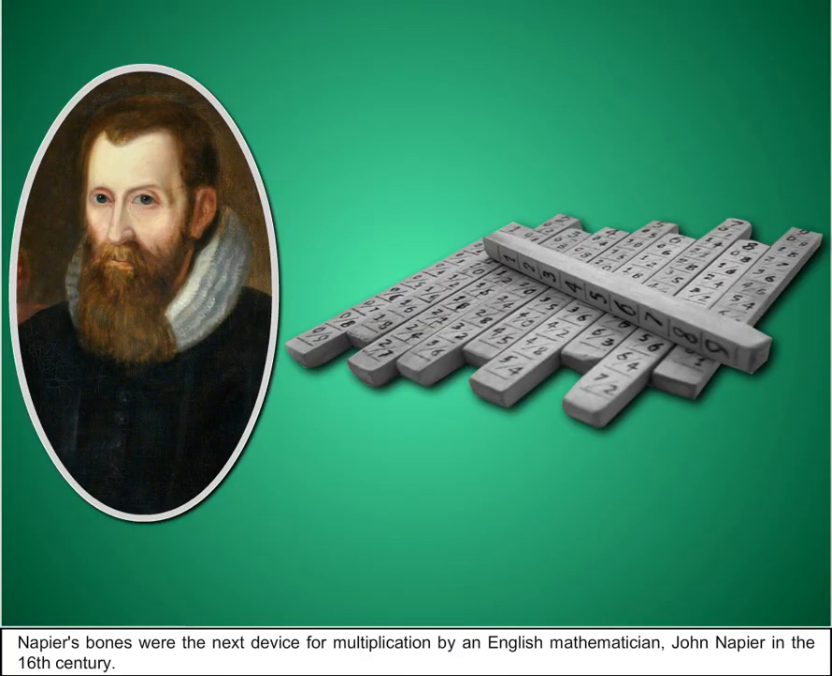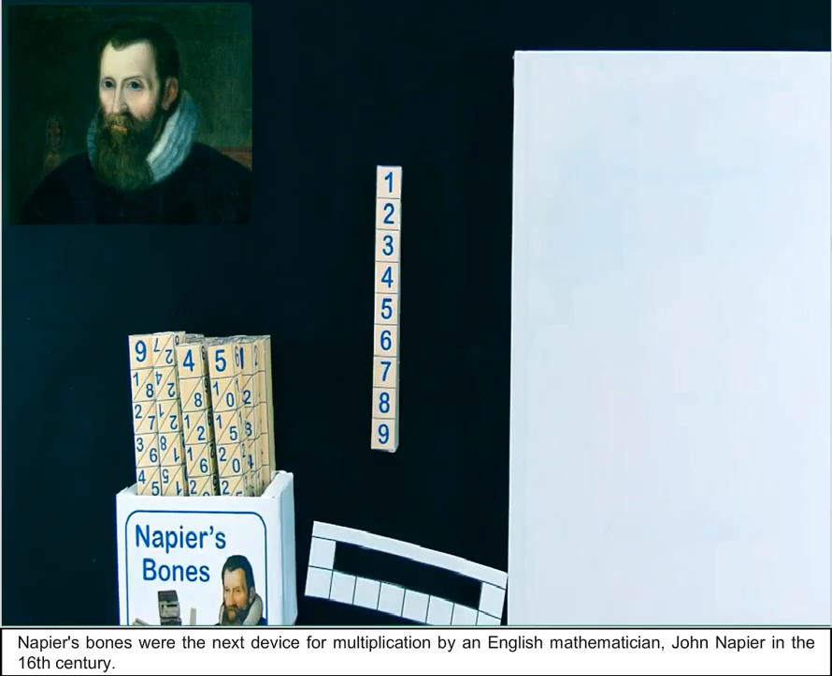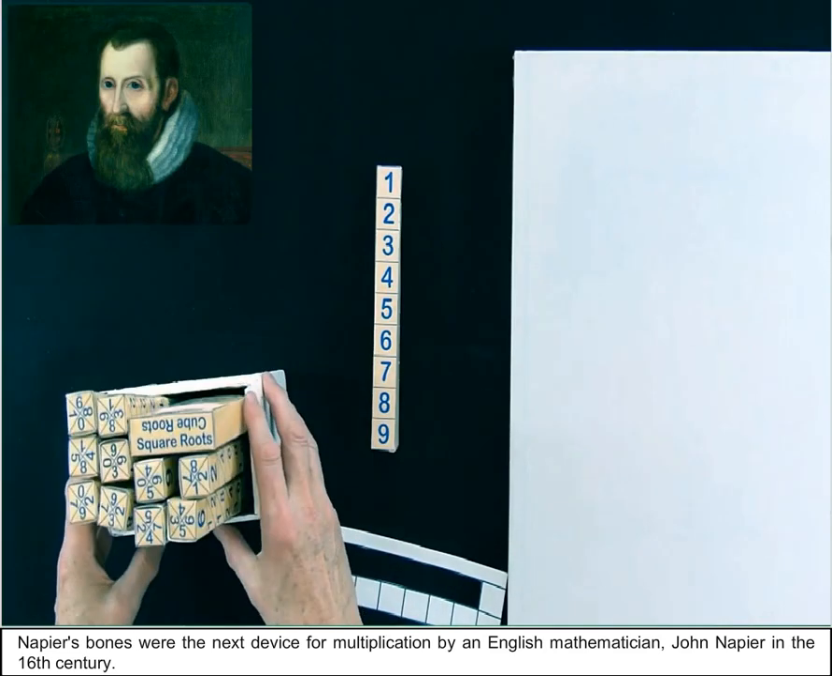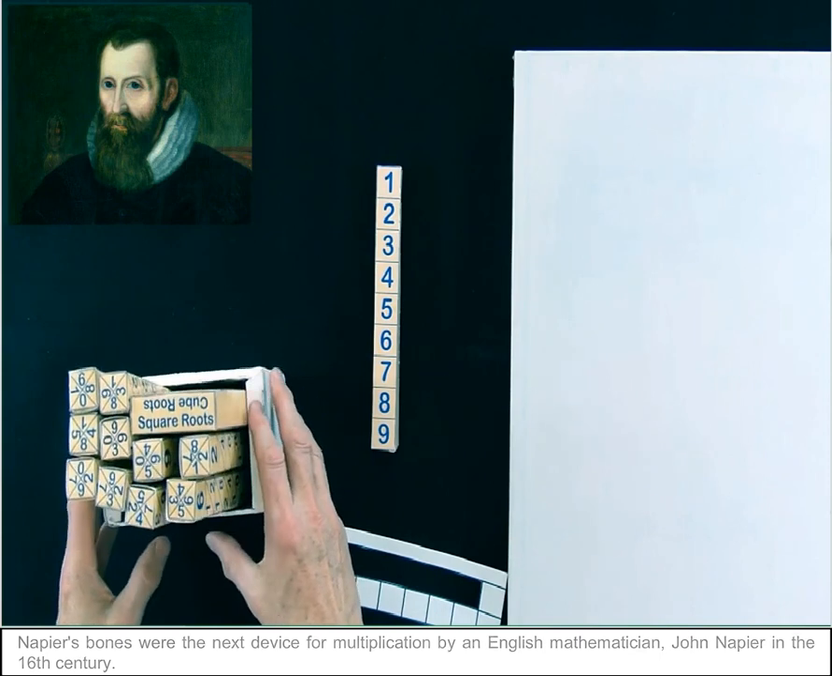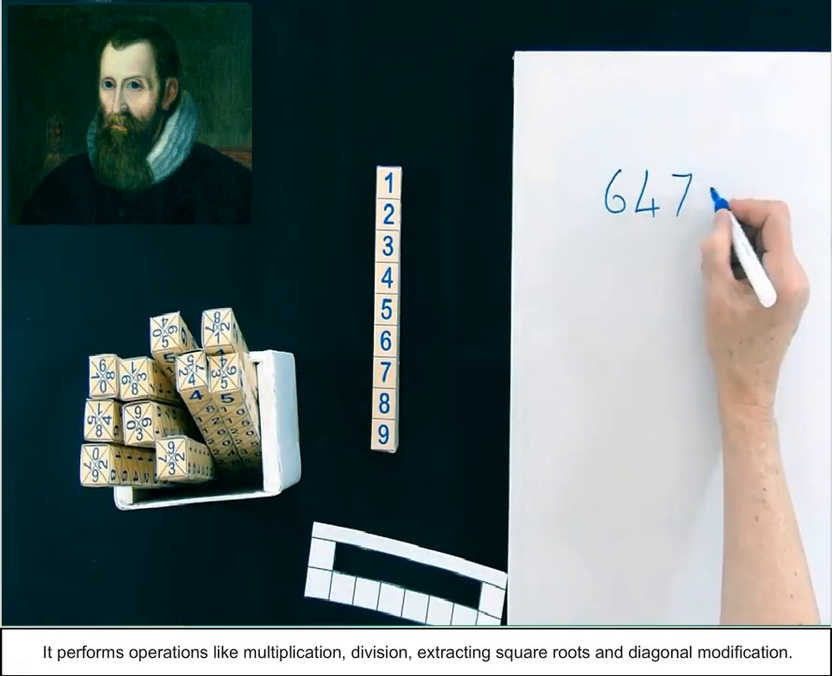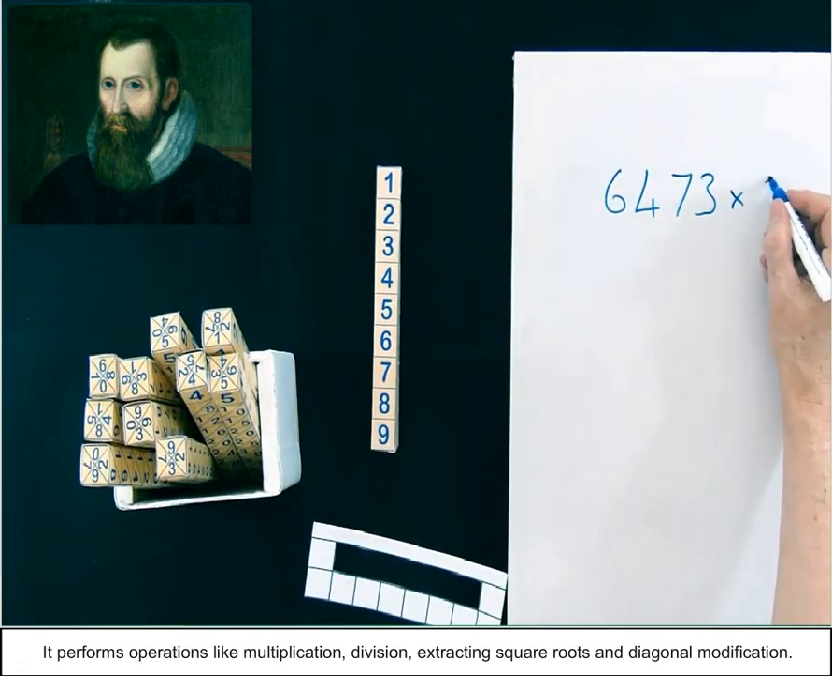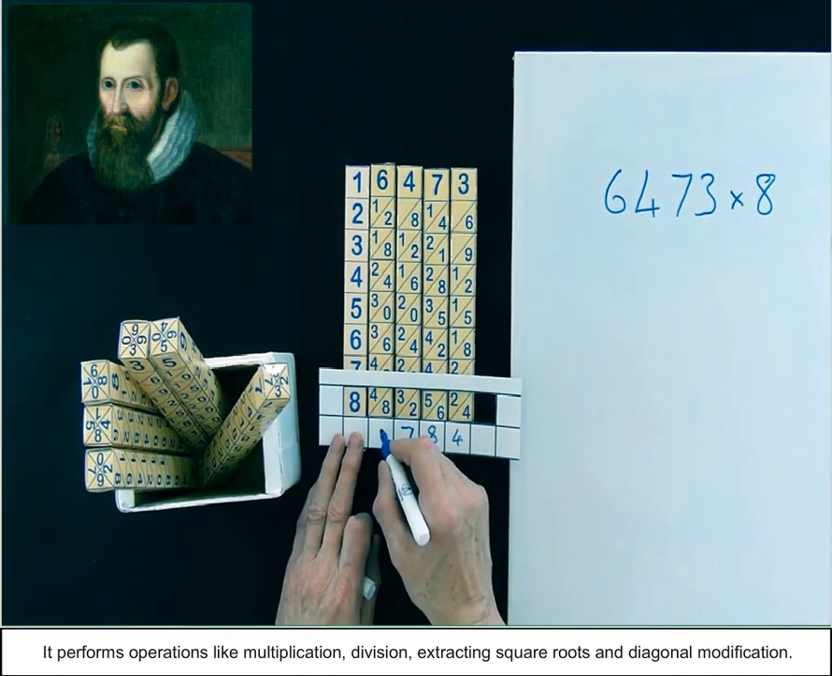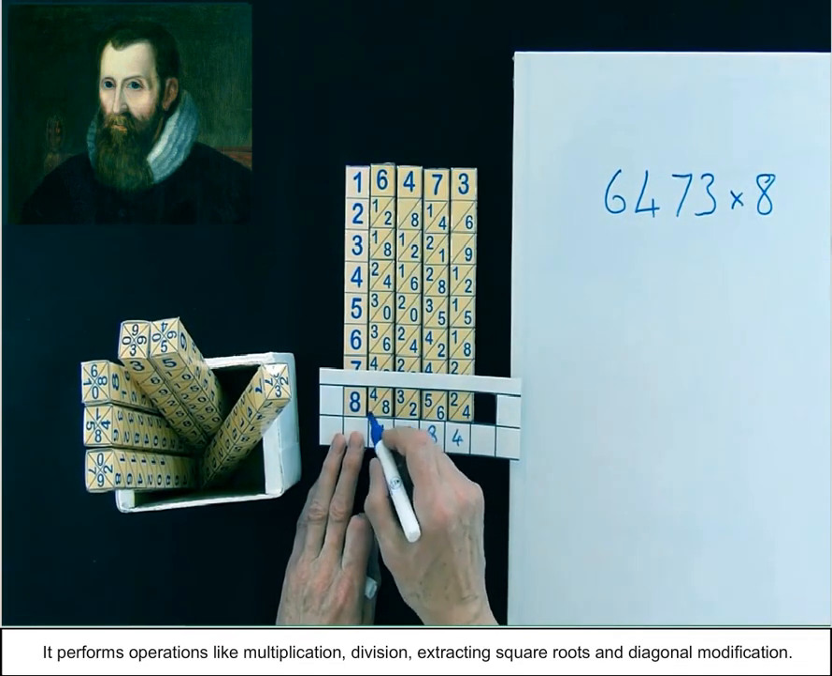Napier's bones were the next device for multiplication, by an English mathematician, John Napier, in the 16th century. It performs operations like multiplication, division, extracting square roots, and diagonal modification.